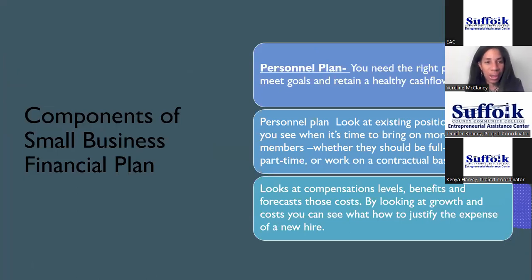So what is the personnel plan? This is simply a strategy that helps you to figure out the right people that you need within your business to meet your goals and retain a healthy cash flow. So you want to look at your existing staff. Do you have a part-timer? Do you have full-timers? How many part-timers do you have or do you need? We look at now and then how you want to expand and grow that business when we're looking at our personnel plan. Do we want to hire some contractual staff as well? Maybe not someone part-time or full-time, but an independent contractor.